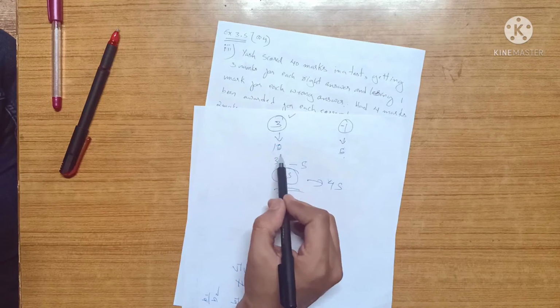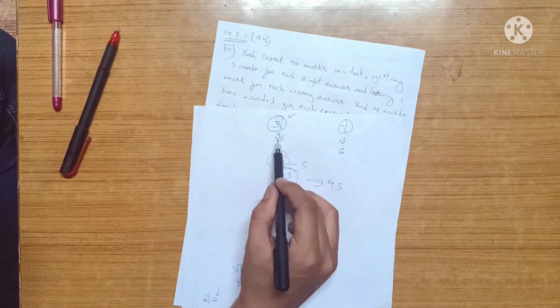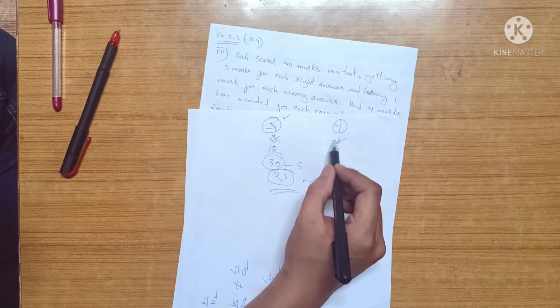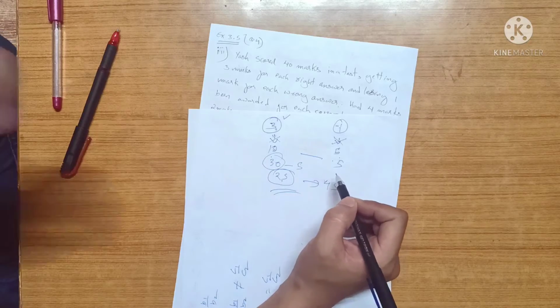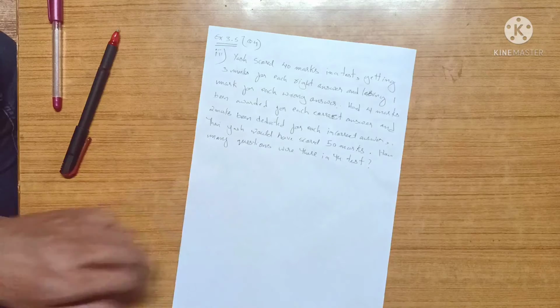For every correct answer you get 3 marks, so you multiply these two, the number of correct answers and the marks. For every wrong answer you subtract 1 mark, so you multiply these two. Then you subtract 30 and 5, and you get the overall total. So that's the whole concept.